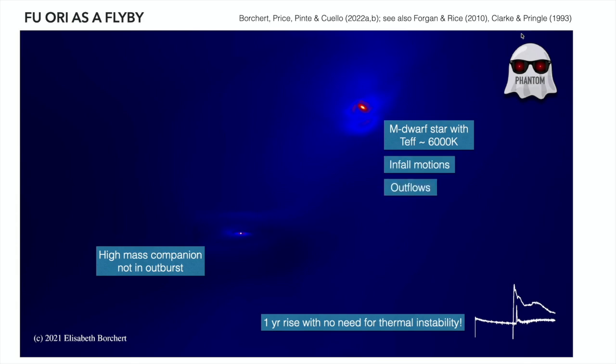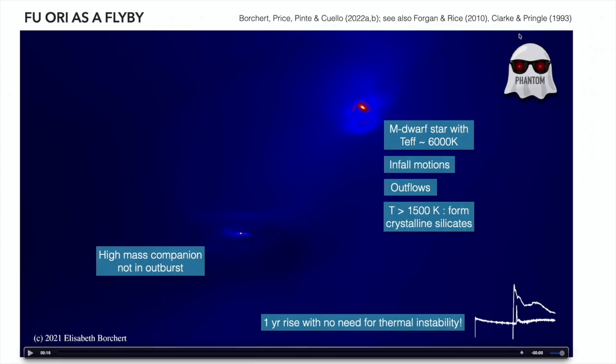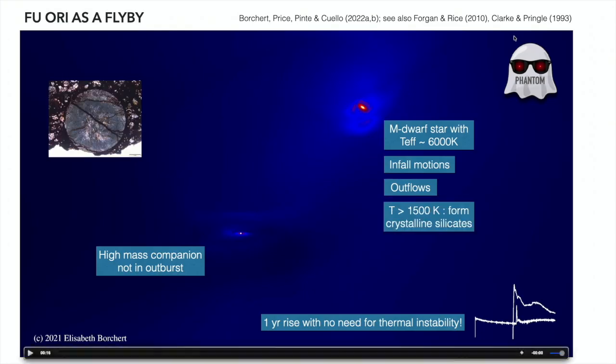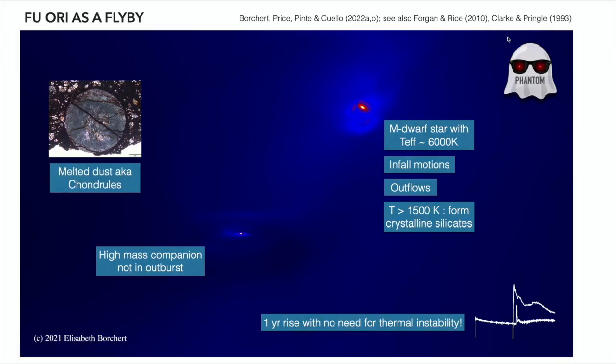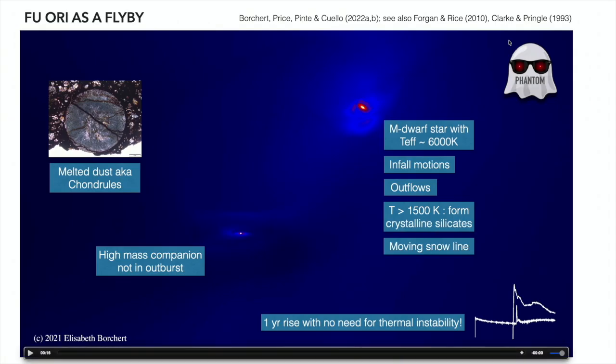So I don't think everything's right here. But one of the things is you just get these inflow motions and outflows. You get a high mass companion not in outburst. You get temperatures above 1500 Kelvin because of the accretion burst. So you start to make things like this in a disk. Okay? Maybe. You get a moving snow line. And remember how we got to this model in the first place? We're trying to think about how you grow stars. If you want to grow a star like the sun, then all stars have to go through these bursty phases. And so maybe the common path is you go through these kinds of outbursts.